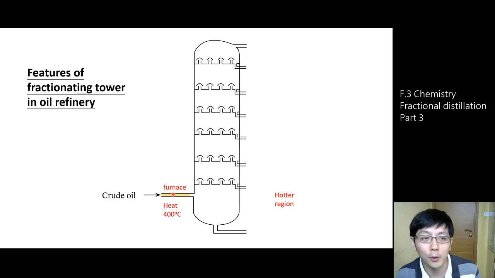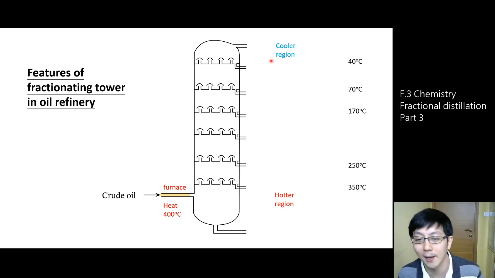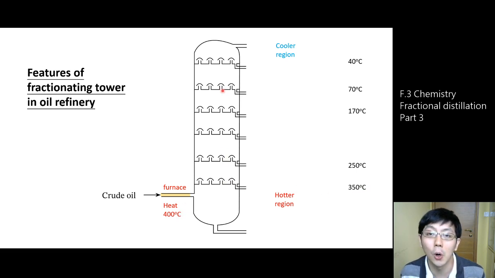So for the fractionating tower, the lower part will be the hotter region, and the top part will be the cooler region. Now I'm going to add some temperatures here for reference. These are approximate values. So these are the temperatures at different levels of the fractionating tower. You can see the temperature decreases from 400 to 350, 250, and so on to 40 degrees Celsius.